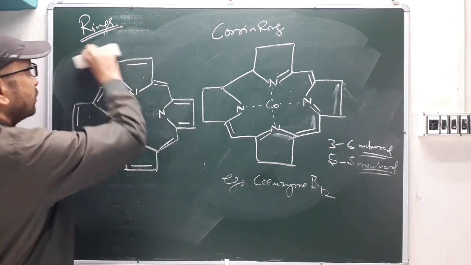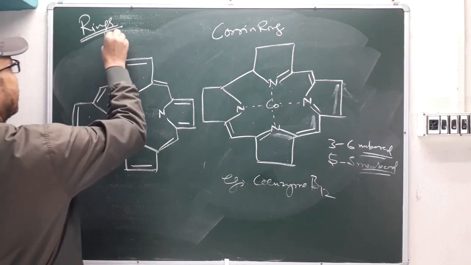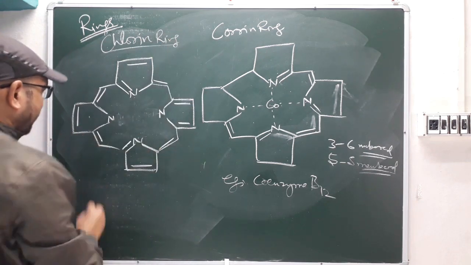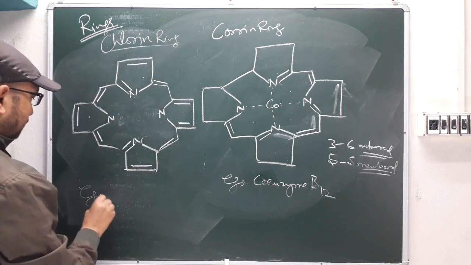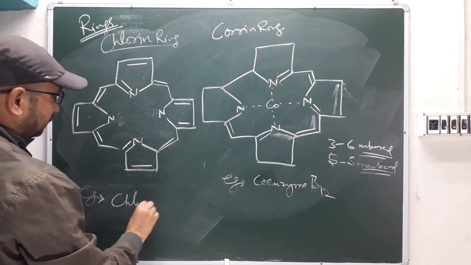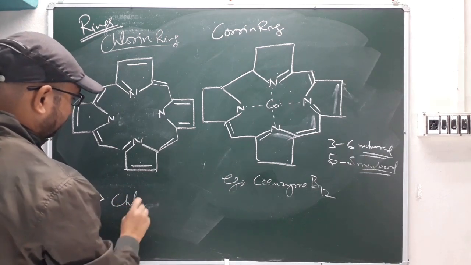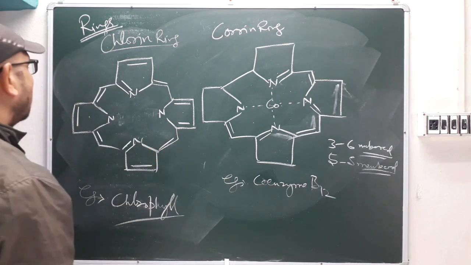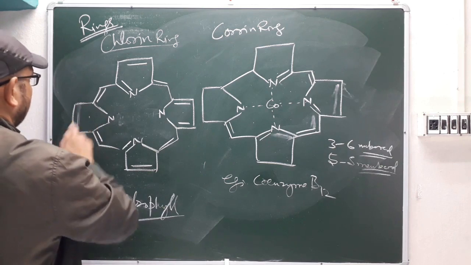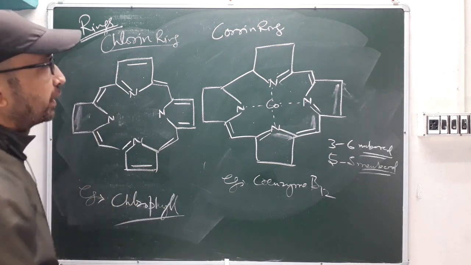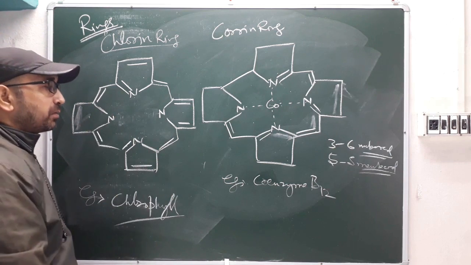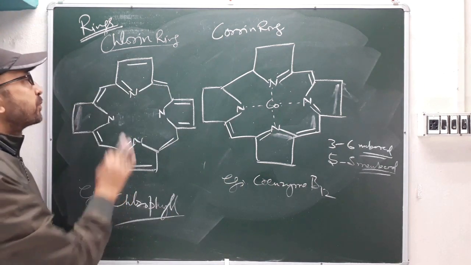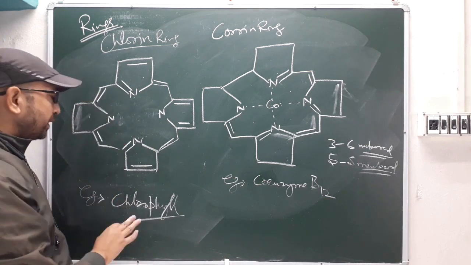I'll just remove this porphyrin. I'll put chlorin. Okay, chlorin ring. Example will be chlorophyll. Okay, what will happen? One double bond will be missing. That's all. There will be a total of 10 double bonds. Okay. So porphyrin ring has 11 double bonds, corrin ring 6 double bonds, and the chlorin ring will have 10 double bonds. Okay. So this is chlorophyll.